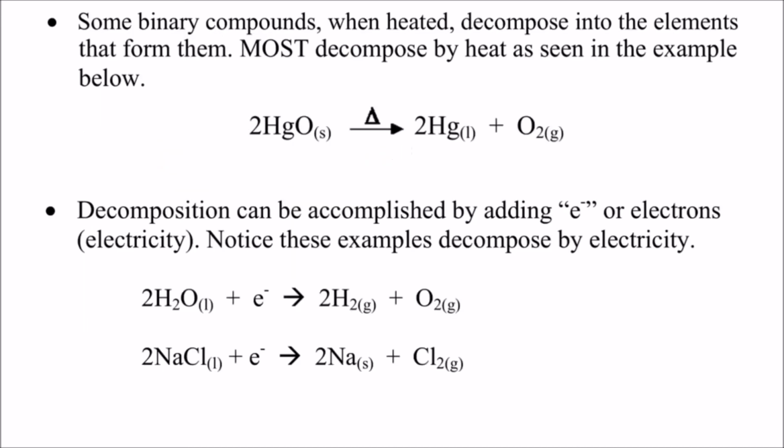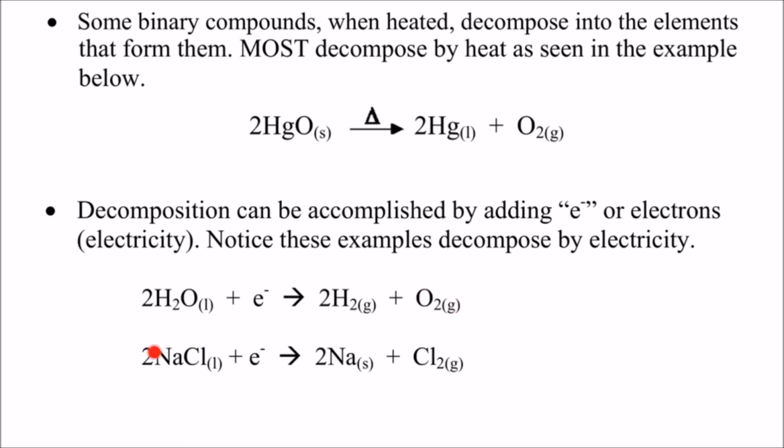Alright, here's some more examples of the reverse of a synthesis reaction. Some binary compounds will decompose back into the elements that form them. So here we have a metallic oxide, and it will decompose into a metal and oxygen. That's the reverse of your very first synthesis reaction. Okay, we could also add electrons in order to decompose something. So here, electrons are going to split the hydrogen from the oxygen, so you'll get hydrogen gas and oxygen gas.